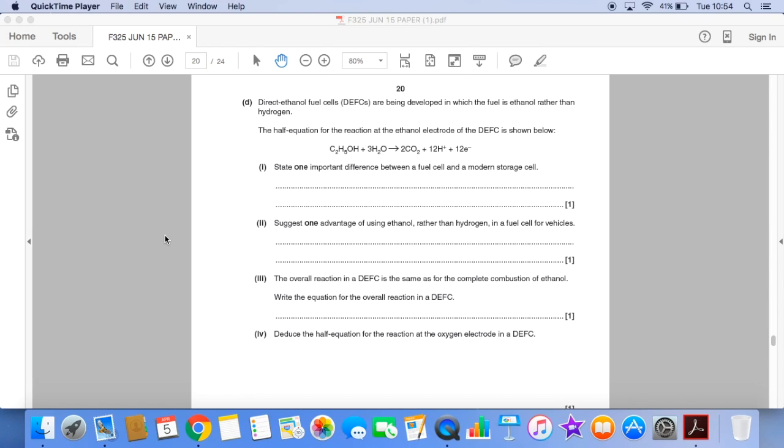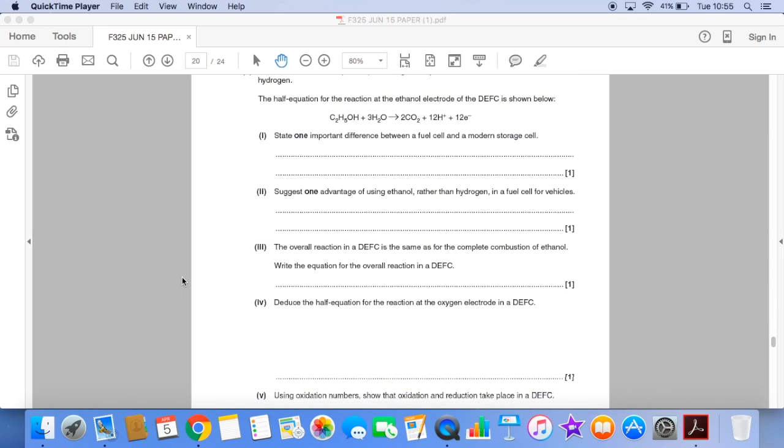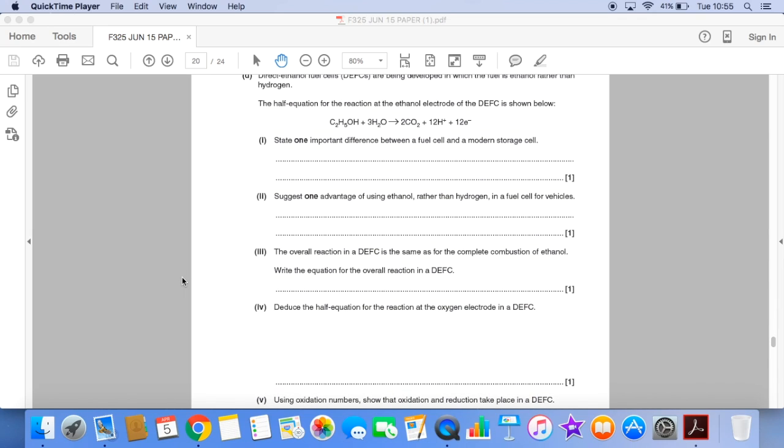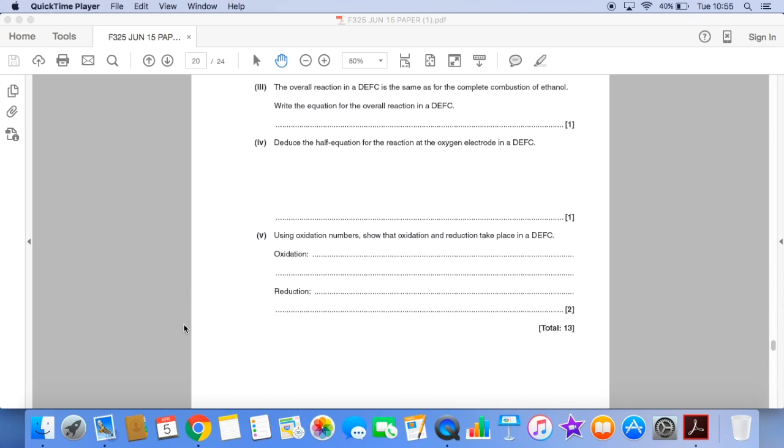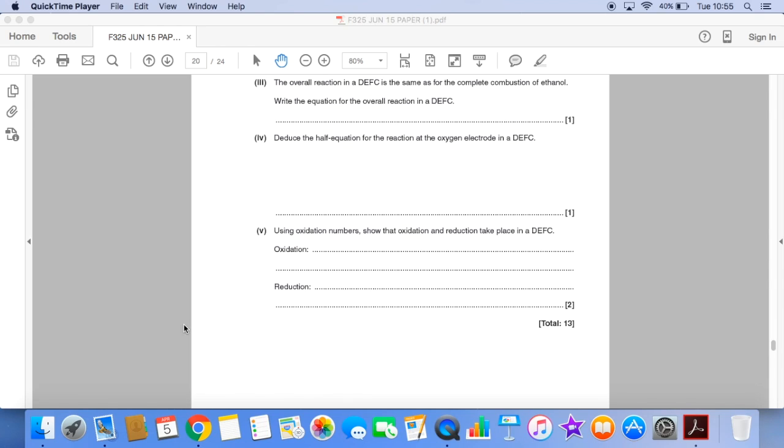And then the overall reaction in this ethanol fuel cell is the same as for the complete combustion of ethanol. So we've got to write an equation for the overall reaction. And then from that, we have to deduce the half equation for the reaction taking place at the oxygen electrode. And then the final part of the question, using oxidation numbers, show that oxidation and reduction take place in a direct ethanol fuel cell.